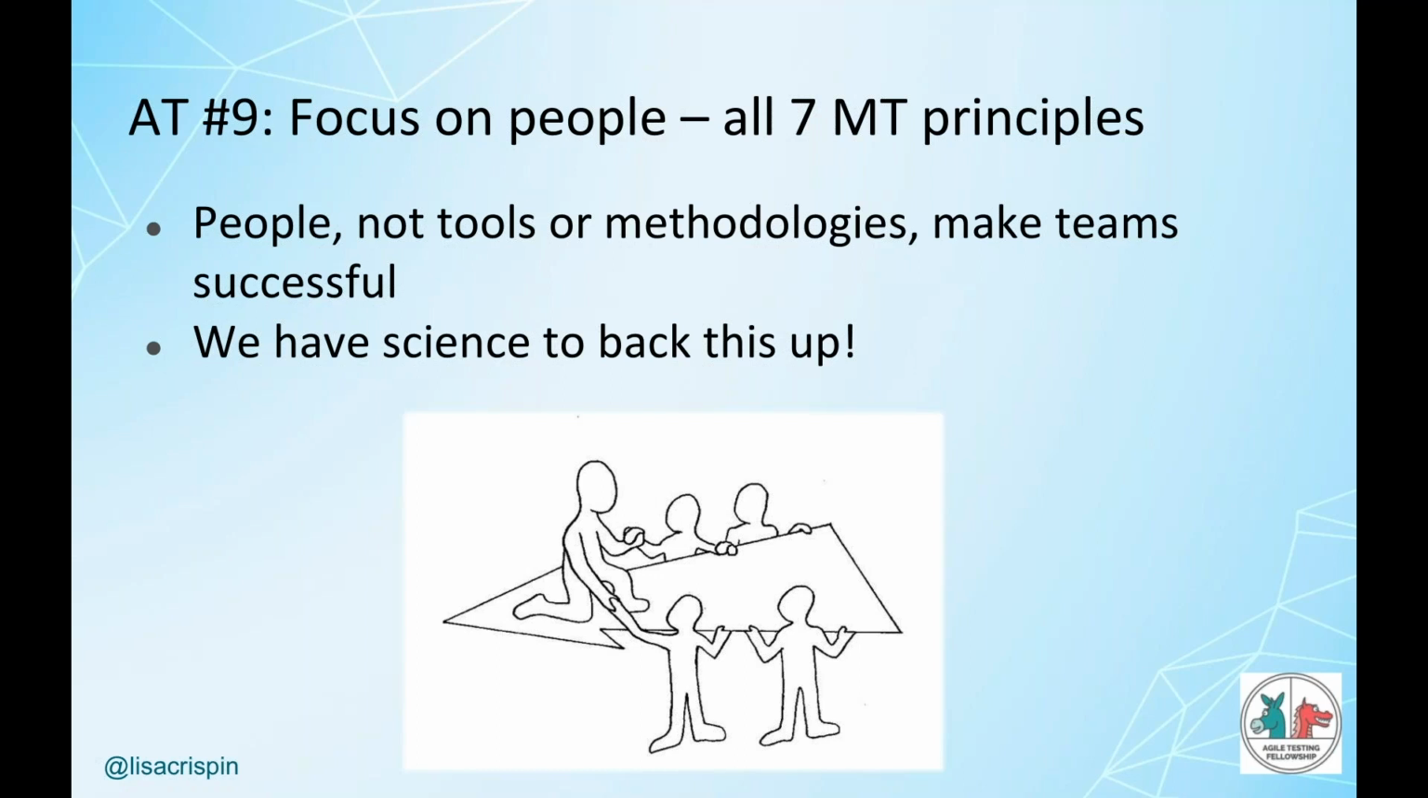Focus on people. Back when I first started on an extreme programming team in 2000, I read a study by Alistair Cockburn, who's a leader in the Agile development world. He did a study, I think it was for his PhD actually, to find out what makes projects successful. Because we know, especially back in the 90s, most software projects failed. So what makes them successful?